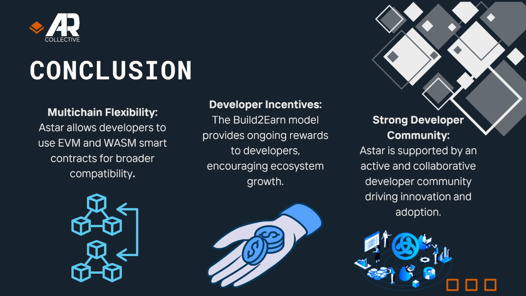Conclusion: ASTAR offers multi-chain flexibility. So ASTAR offers developers the flexibility to choose between EVM and WASM smart contracts, ensuring compatibility with multiple blockchain ecosystems. So that means if you build on ASTAR, you're not limited only to ASTAR. You can always choose one of the blockchains that ASTAR is connected with. So in that way, you can get more users over to your platform.